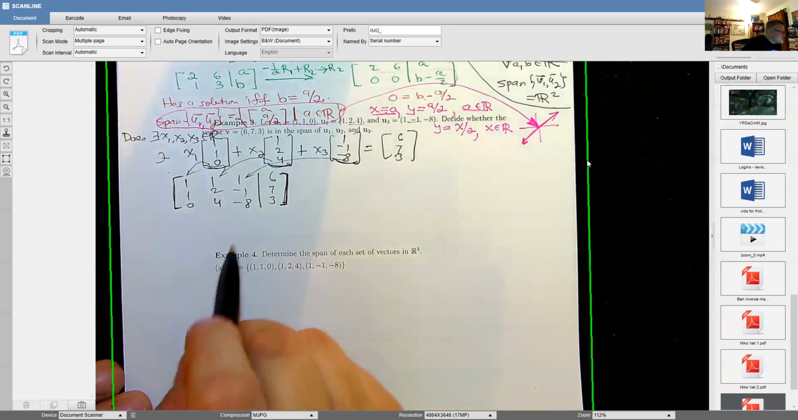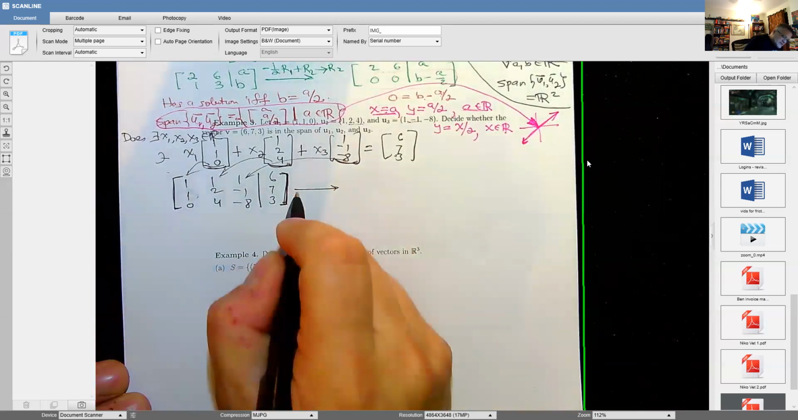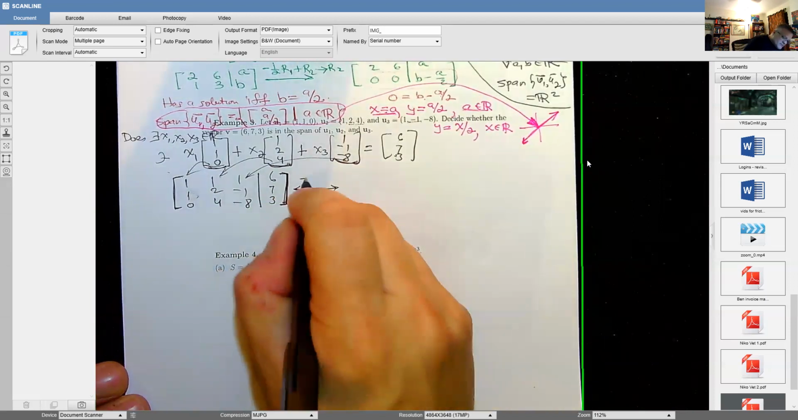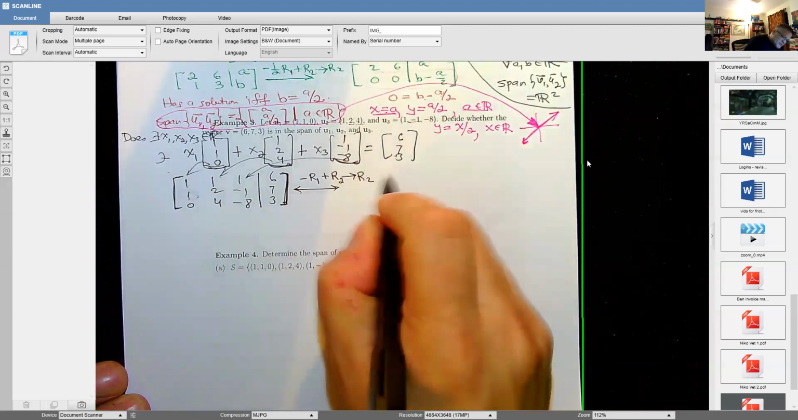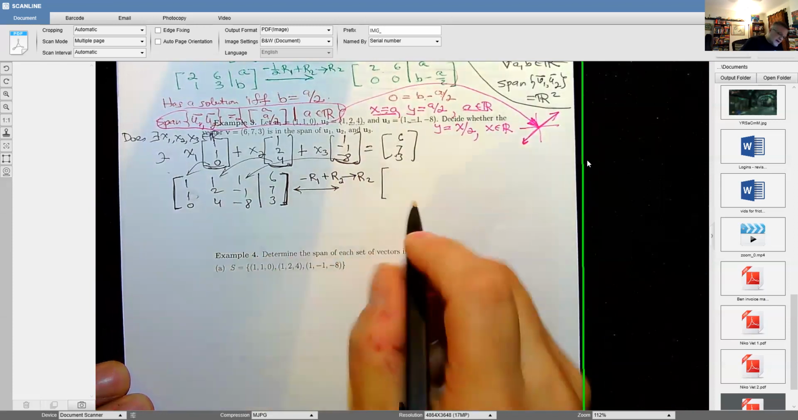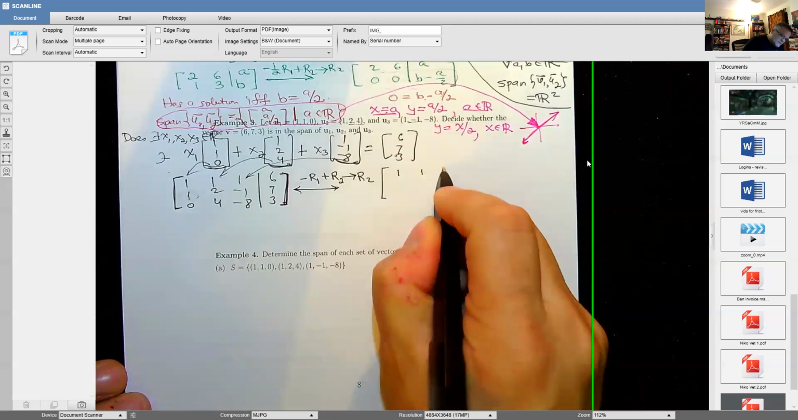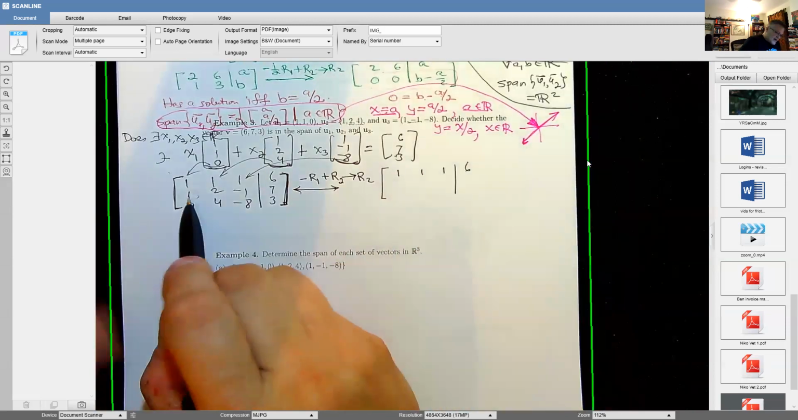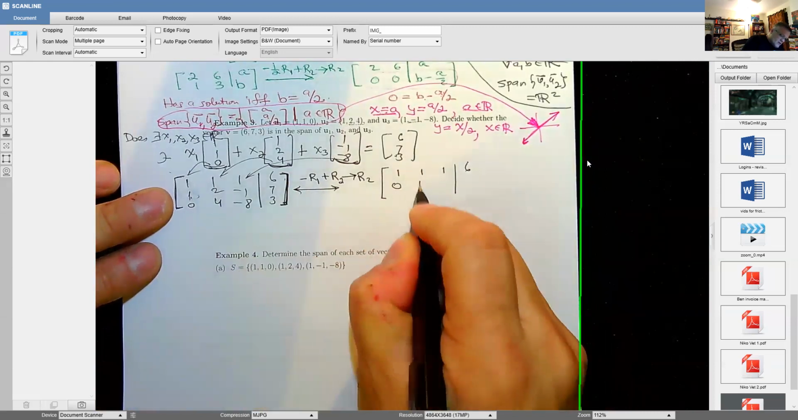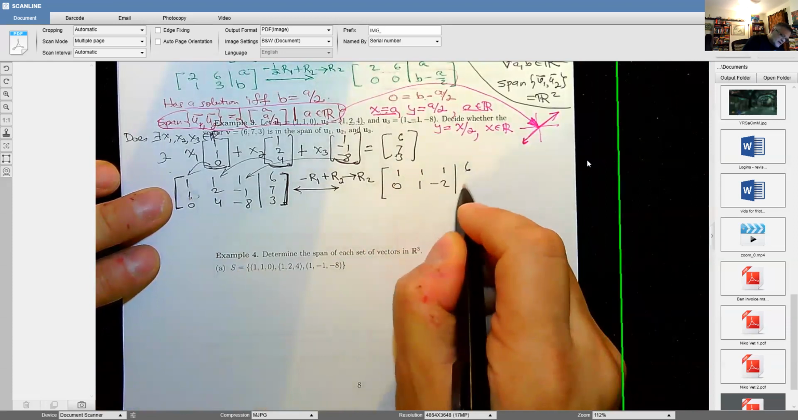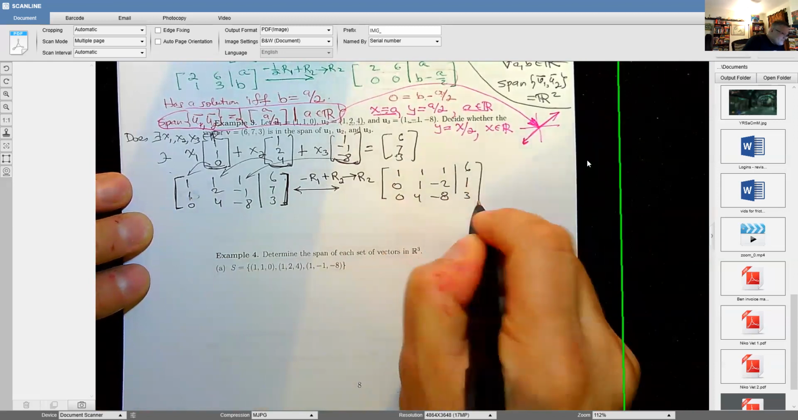Okay, so this is still not an echelon form. I need to put a 0 here. So I'm going to multiply R1 by -1, add it to R2, and replace R2 by it. I'm not going to change either row 1 or 3. All right, I have 1, 1, 1, 6. If I multiply this by -1 and add to row 2, I get a 0, a 1, a -2, and a 1. And then the last row doesn't change at the moment.